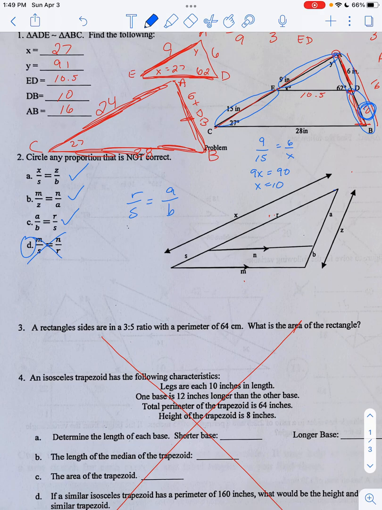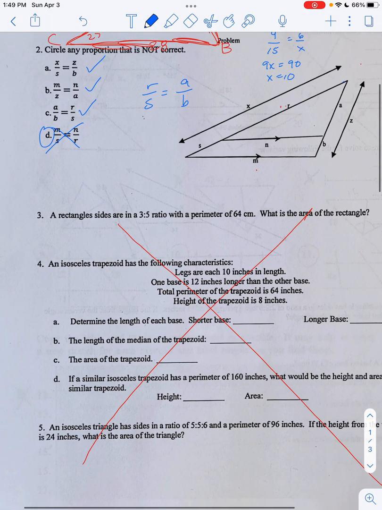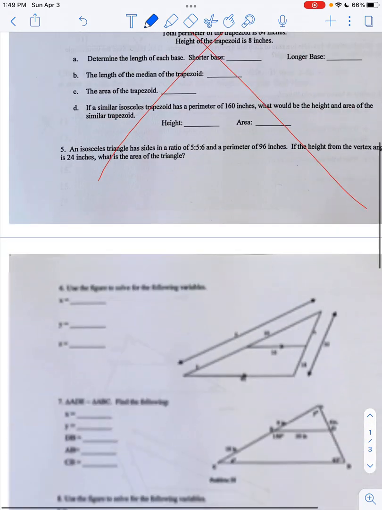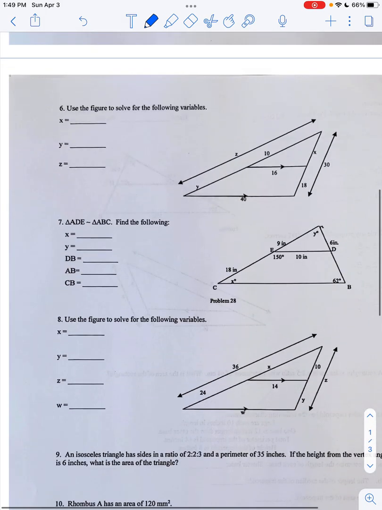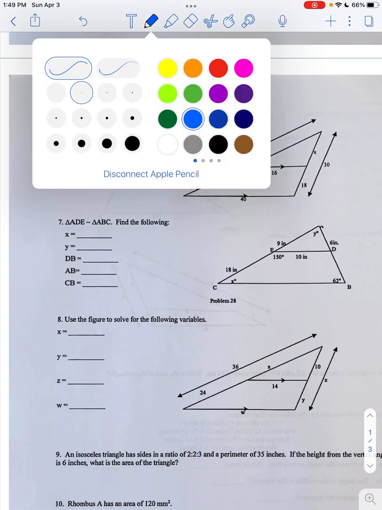That one's not correct. Skip 3 and 4 and 5. That's just review from stuff we did last week. This is nothing new. All right, let's do a few more together, and then the last page will be your homework.